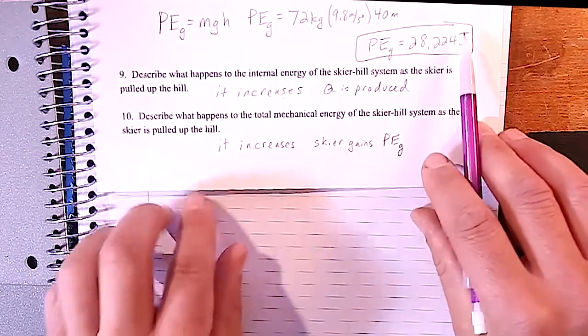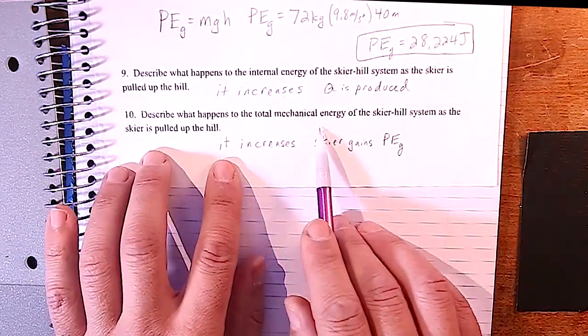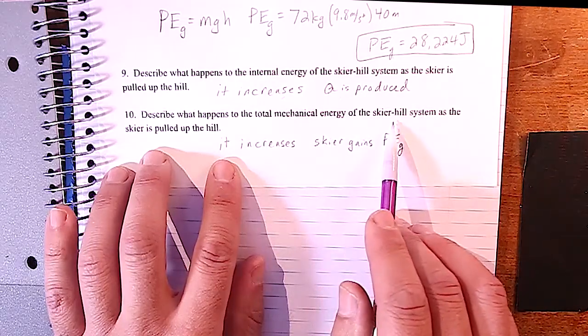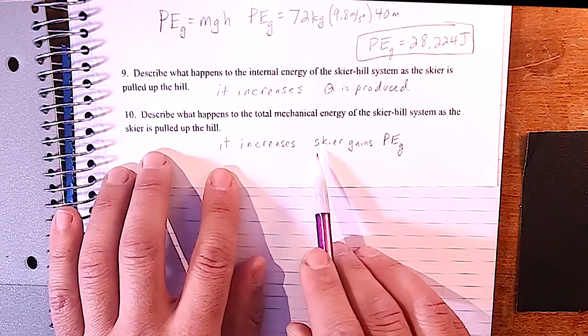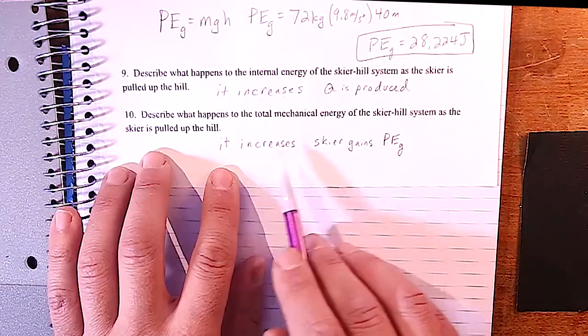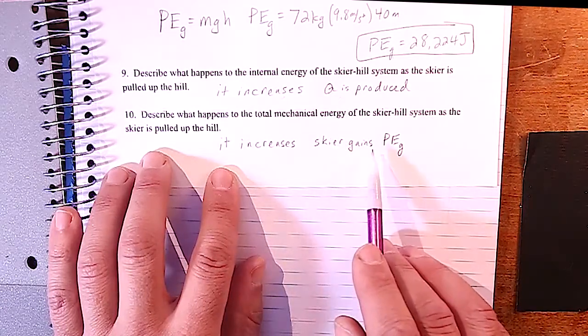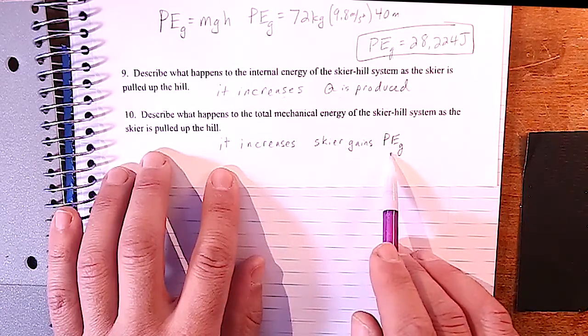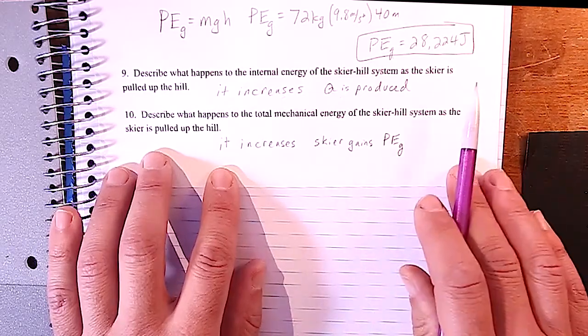And finally, in number 10, it says, what happens to the total mechanical energy of the skier-hill system? Well, the skier is going up the hill, so work is being done on the skier, so the skier is gaining PEG, and that's a form of mechanical energy.